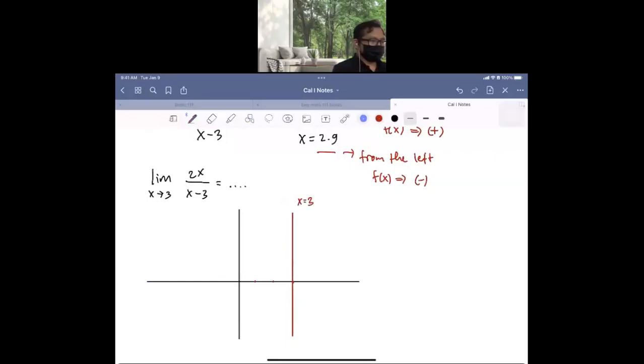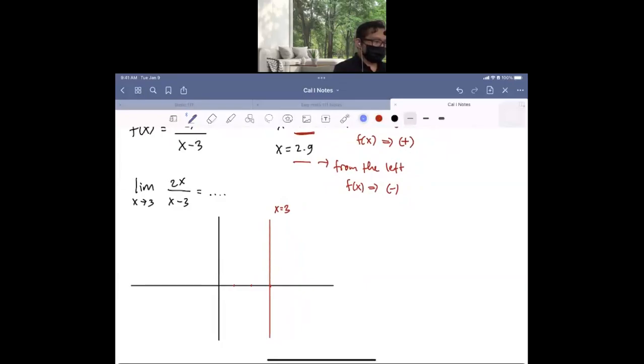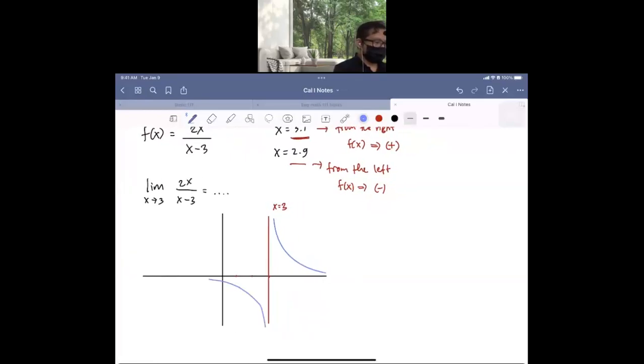And let's say this is x equal 3. So what is happening here is going to be that, okay. And the other one will be here. Well, probably it's not proportional, but suppose the illustration is correct. Okay?